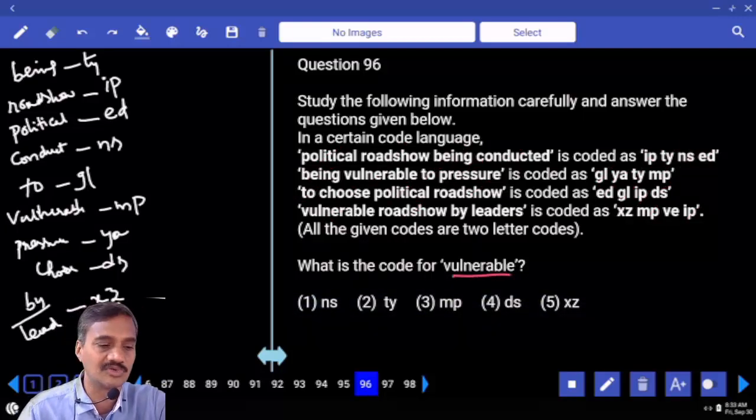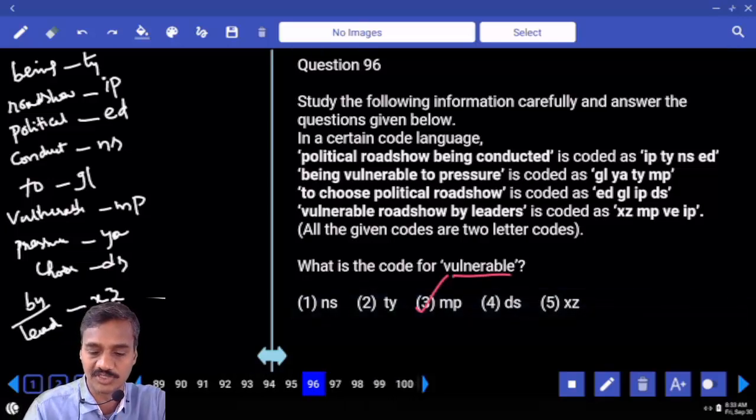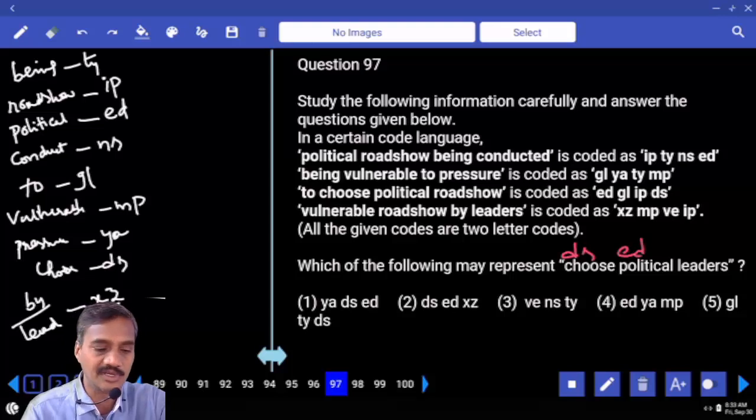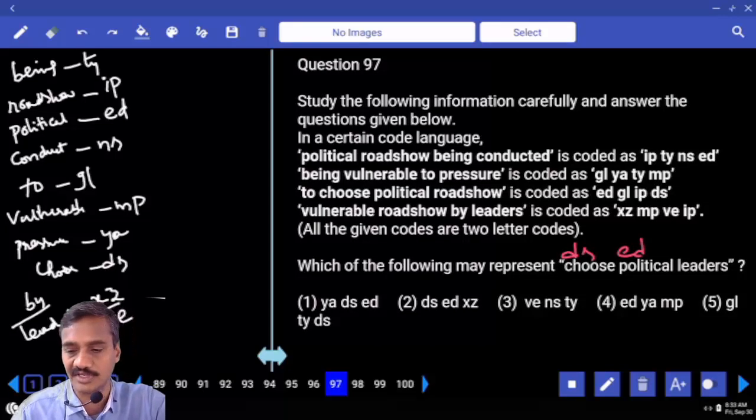What is the code for the word vulnerable? Vulnerable is MP, choice 396 and 97: choose political leaders. Now, what is the code for this? Choose is DS, political is ED, and leaders is XZ or VE in any order.